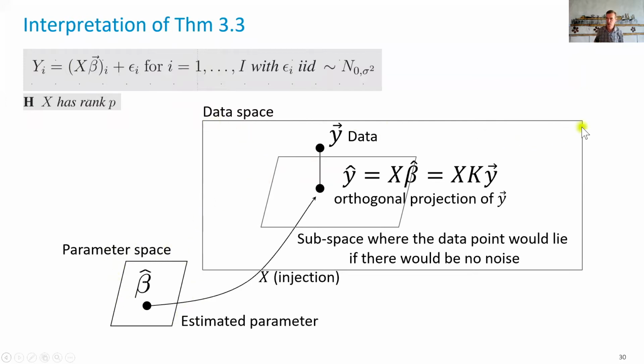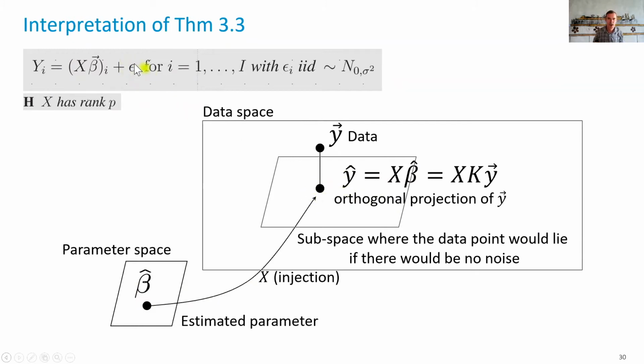For this, it's usual to draw two spaces, the data space, this is the space in which the y values that we have are happening, and the parameter space, which is a space we don't observe, but where we can imagine that the parameter is residing. Since we have a linear model, this is a linear space for the parameter space. Then, for every value of the true but unknown parameter, there is an X beta here, which is where the data point would be if there would be no noise. So that's the theoretical value of a data point.